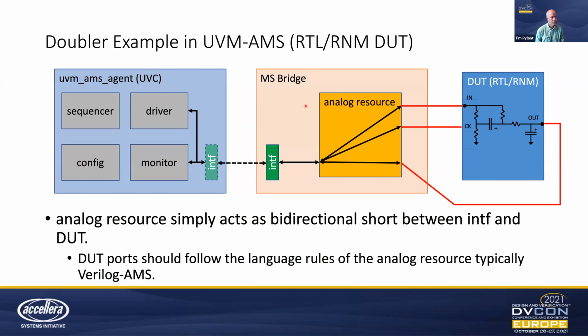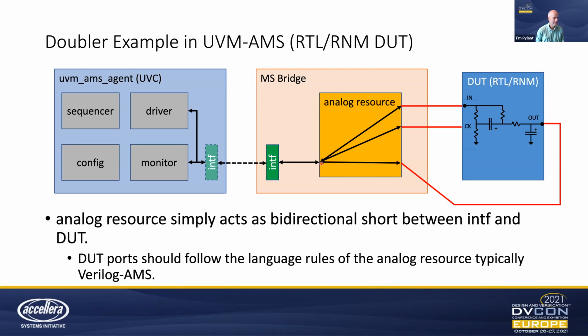So let's look at our doubler example. In this case, our DUT is going to take in an input, a clock, and an output, and then monitor the output. The analog resource in this case, we're going to use just a real number model. So we're not doing any kind of true analog modeling that involves the analog solver. We're just using real numbers.